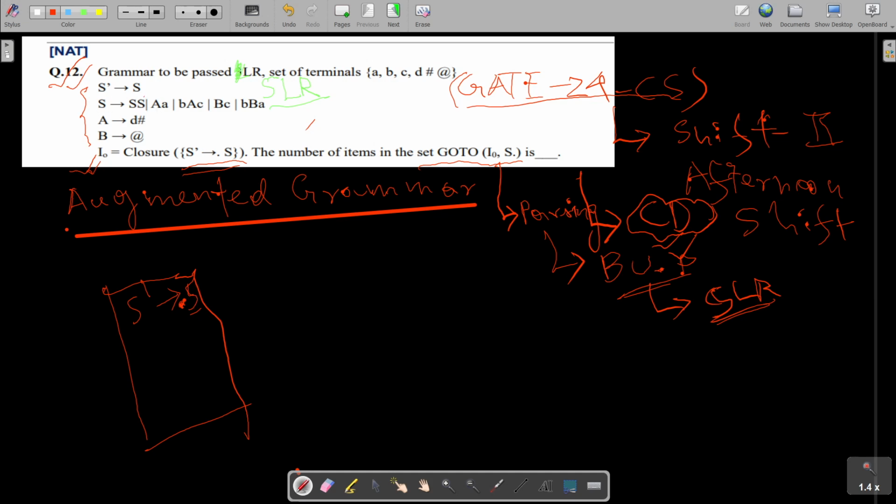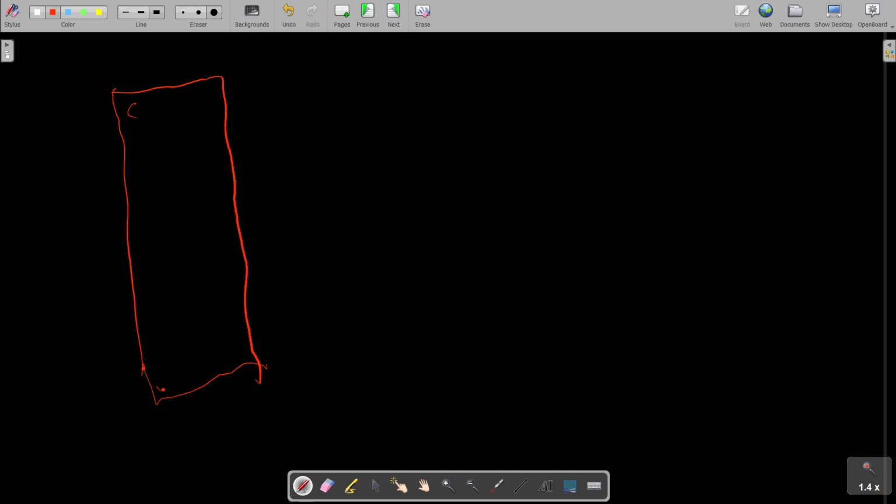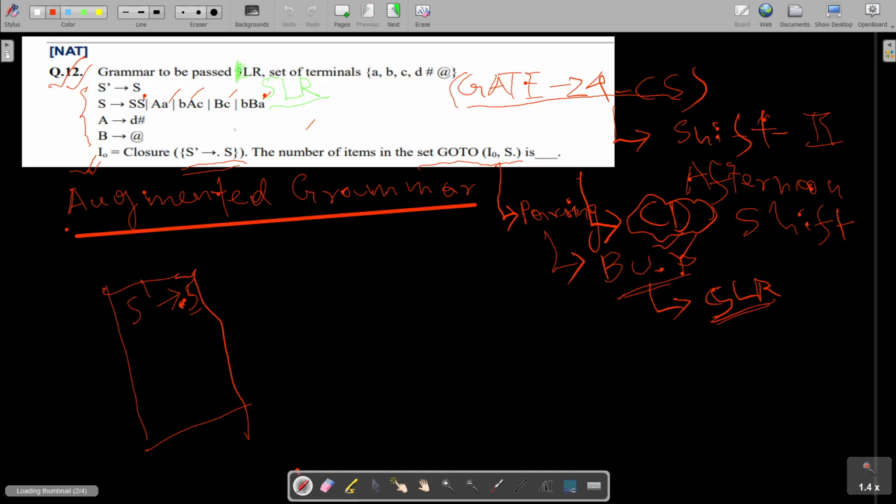So how many productions for S are there? 1, 2, 3, 4, 5. 5 productions. I'm going to the next page to write, otherwise there is not enough space here. Some large box is required because there are multiple productions. First S prime derives S, then the S productions we have to write. We counted 5 productions for S. Let's see what those are. I go to the previous page.